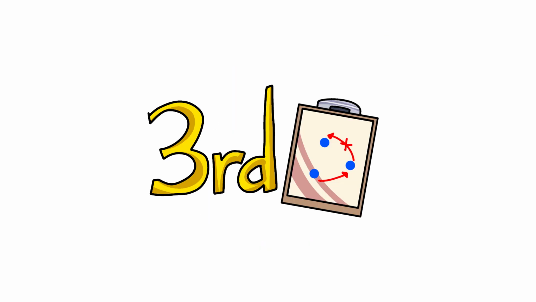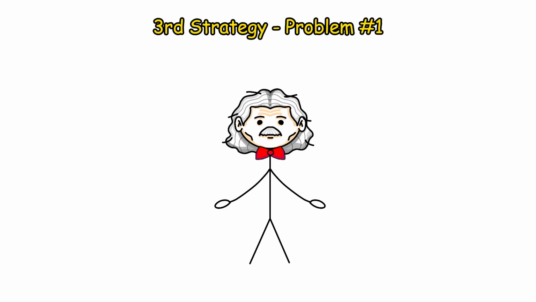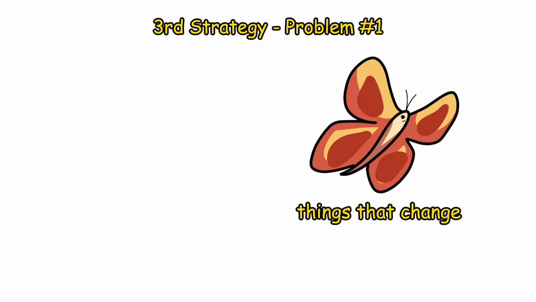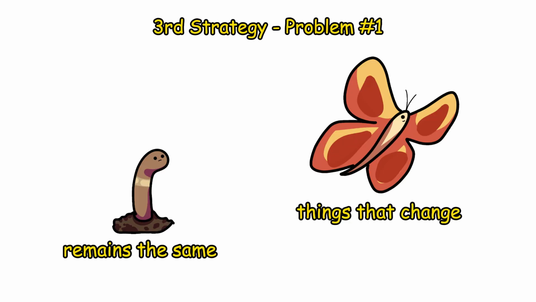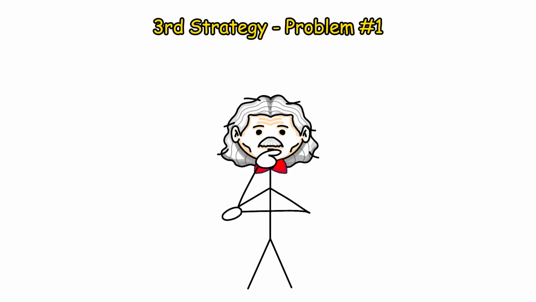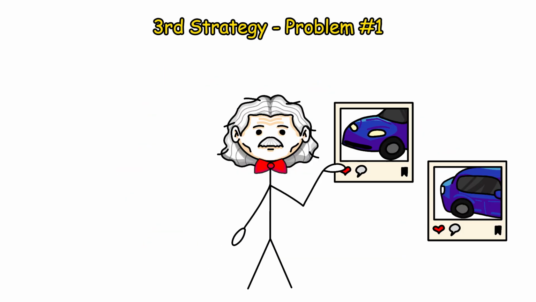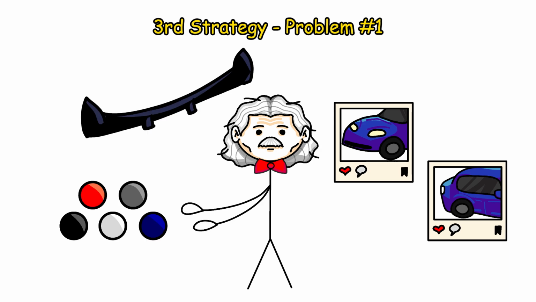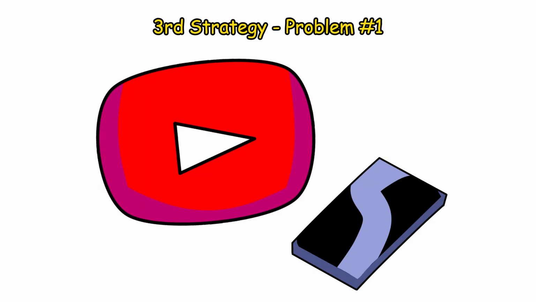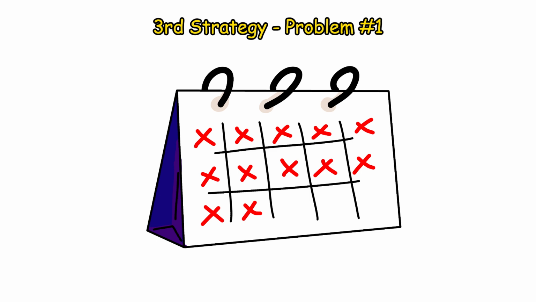The third strategy makes us filter information by giving more importance to things that change rather than those that remain the same. Imagine you're about to buy a new car, a Tesla Model 3. You start doing your research, studying all the features, possible colors, accessories, and you spend hours watching videos on its performance. You do this for an entire month.